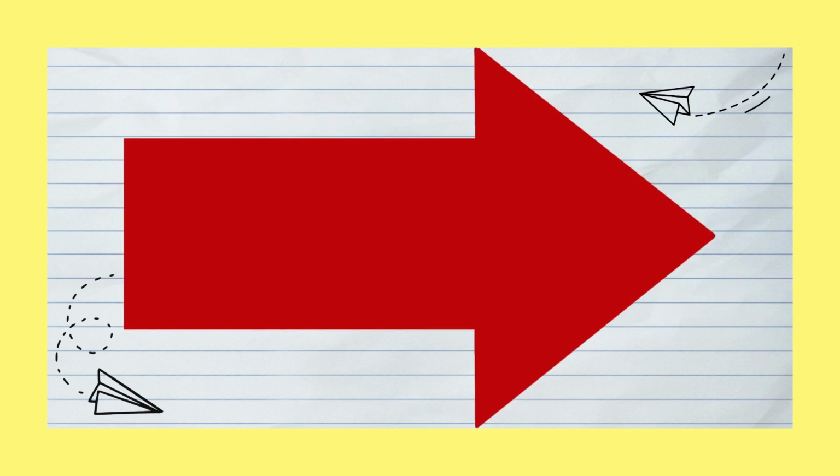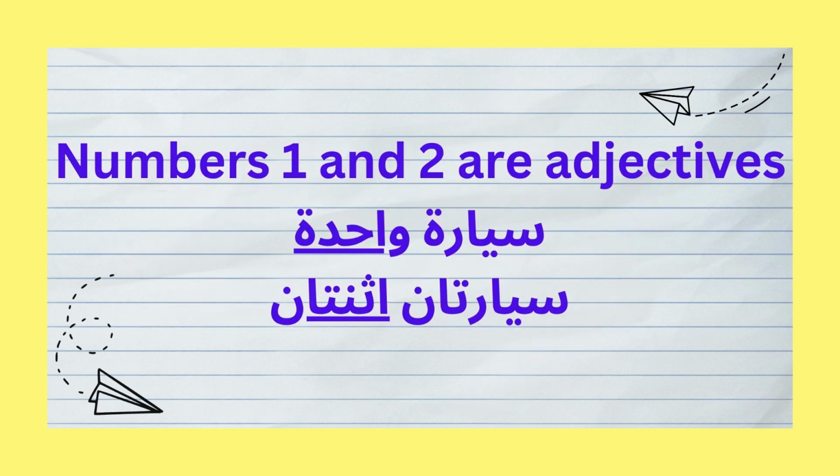So, as I explained earlier, rule number 1 is that numbers 1 and 2 are adjectives. They therefore follow nouns, and they agree with the nouns they follow in number, gender, and case. سيارة واحدة. Note that واحدة comes after سيارة and not before. So it's functioning here as an adjective, and it agrees with سيارة in number and gender, as well as case. سيارة واحدة.